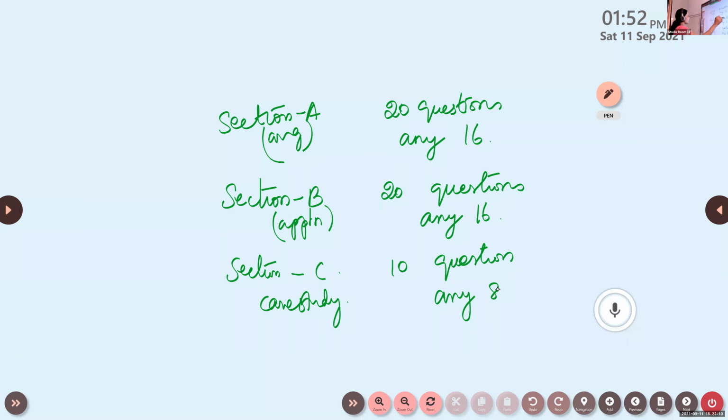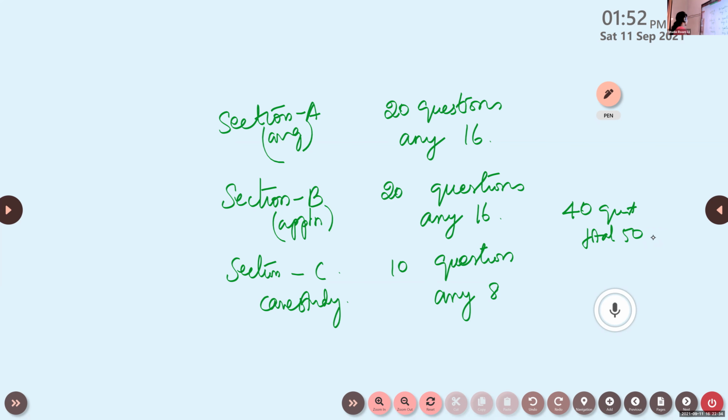So total, how many questions do you have to answer? 16 plus 16 is 32. 32 plus 8 is 40. So you have to answer 40 questions out of a total of 50 questions. Clear? This is your question paper pattern.